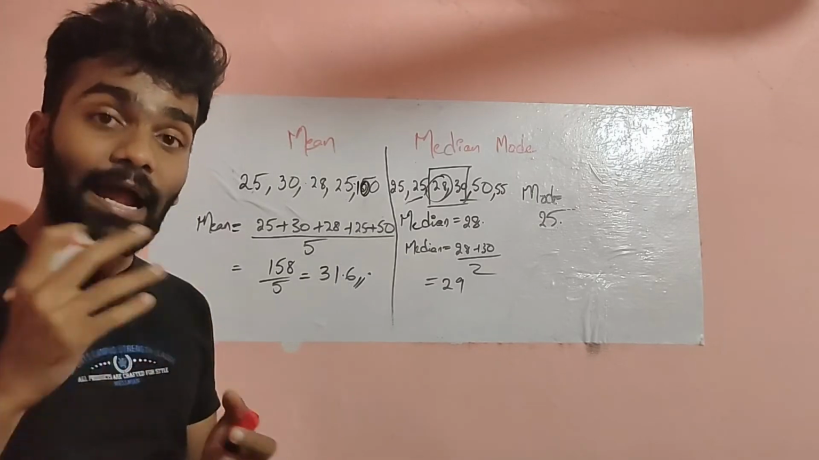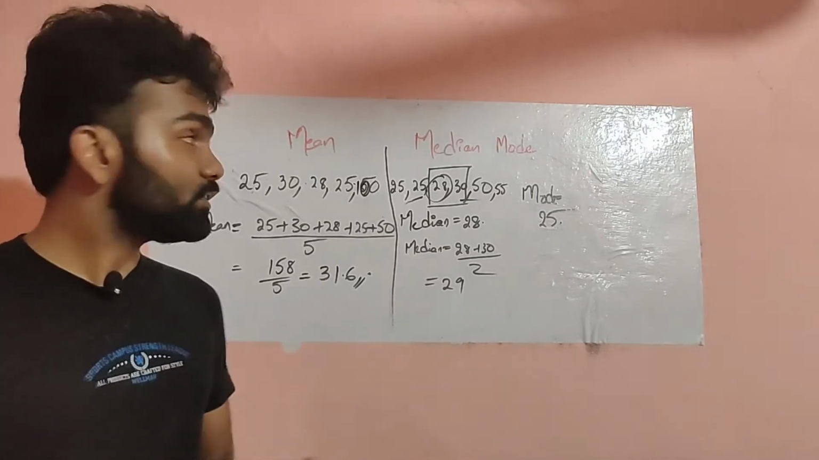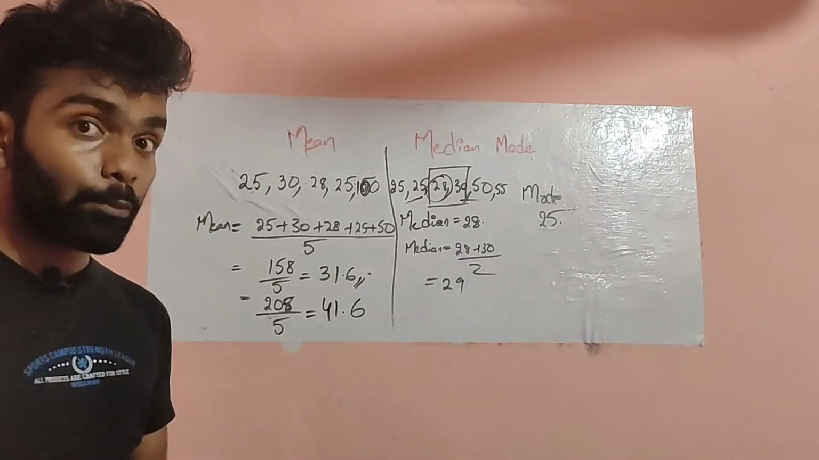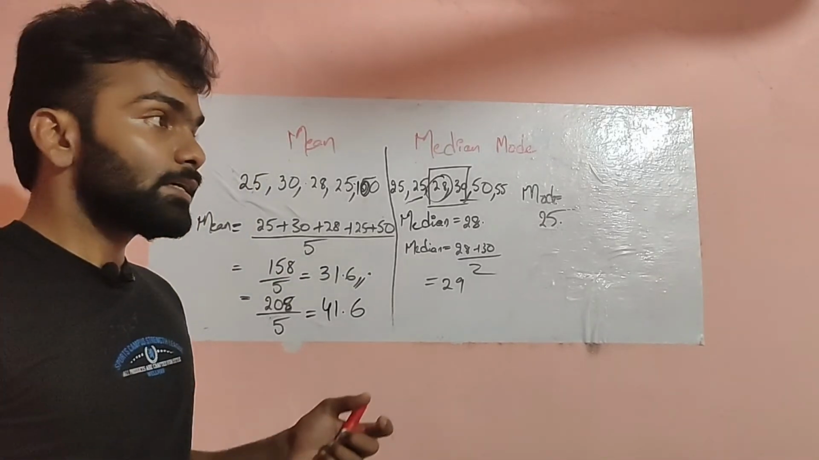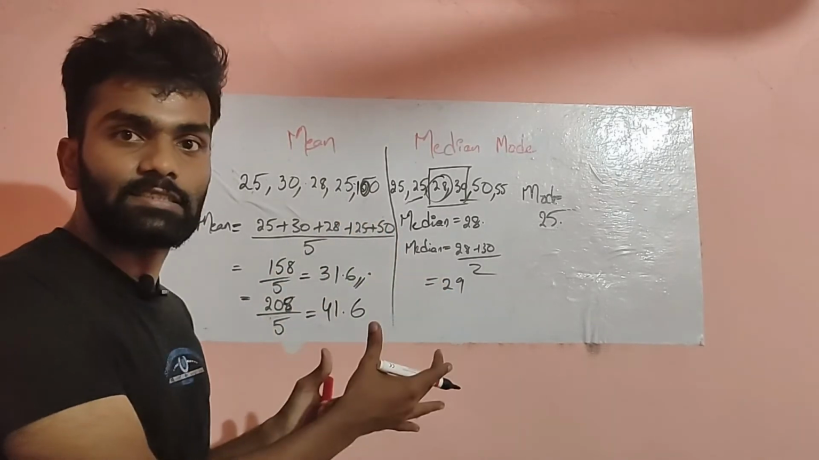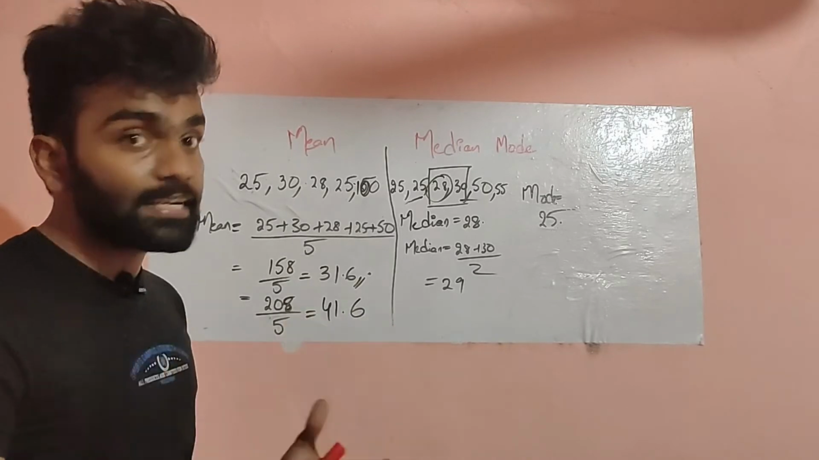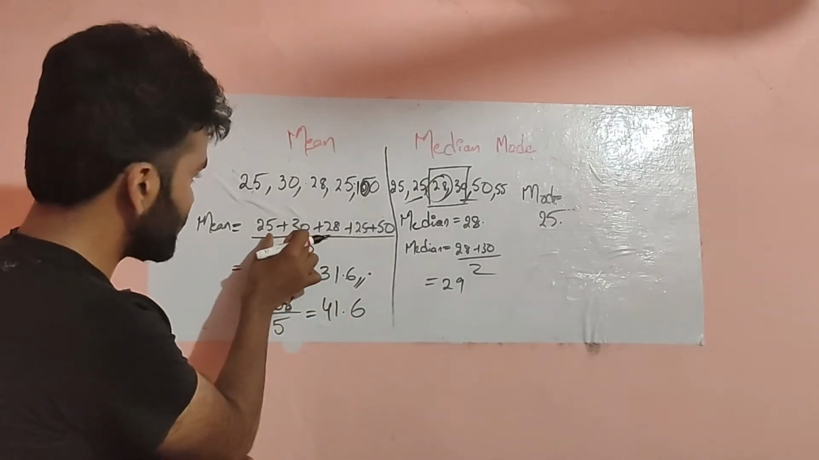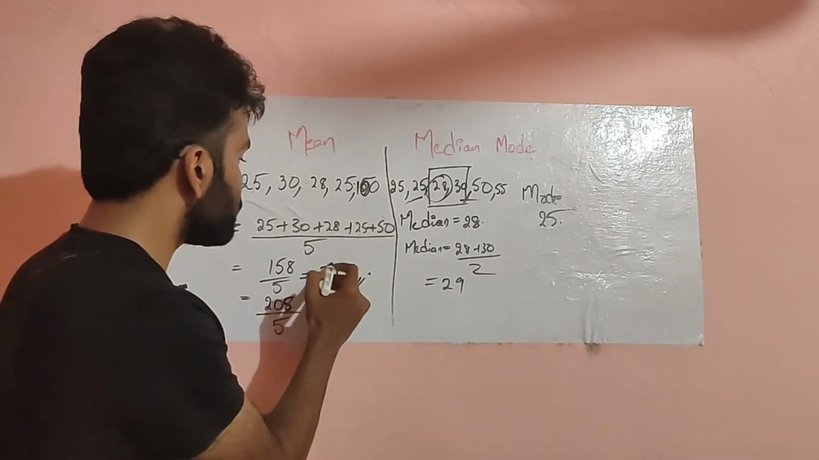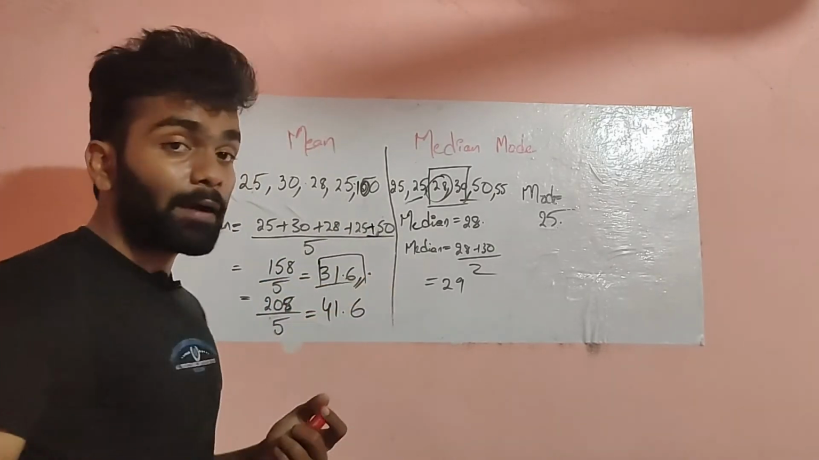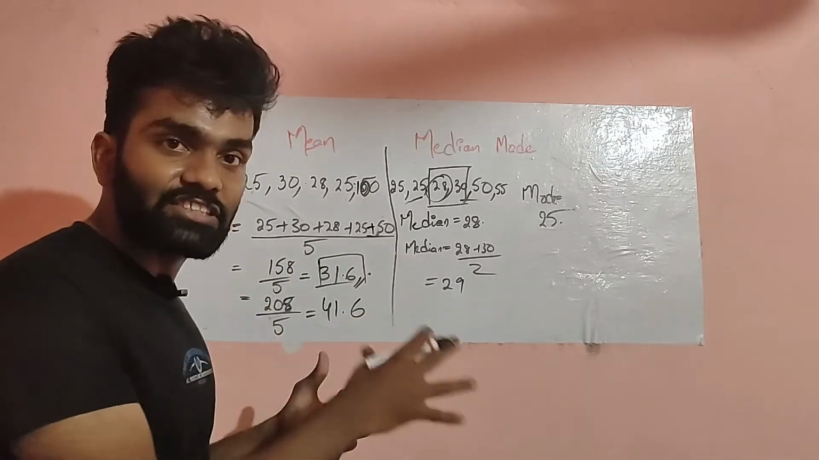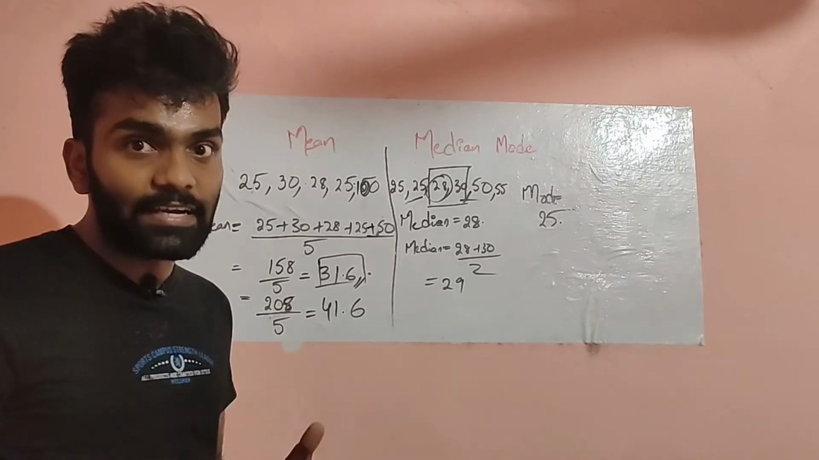So in such a situation, if we just use the mean, then the mean will be 41.6. So you can see that with the change of one value, the complete mean has changed. But if we look at the data, all the values 25, 30, 28, 25 are near 30, right? But only due to the change in one value, the complete mean has changed, the complete central tendency has changed, right?